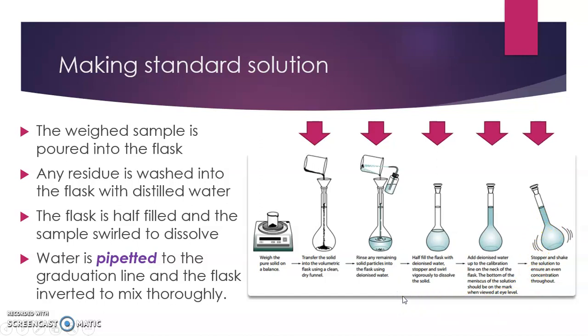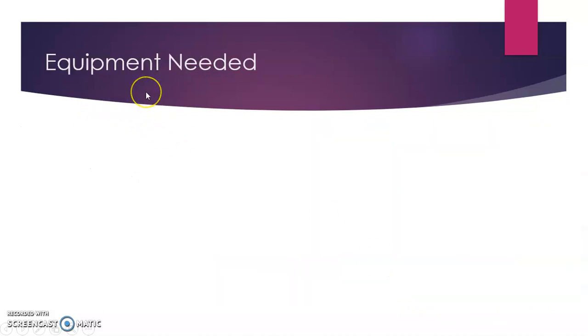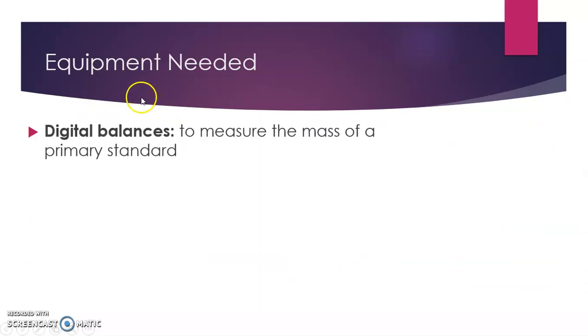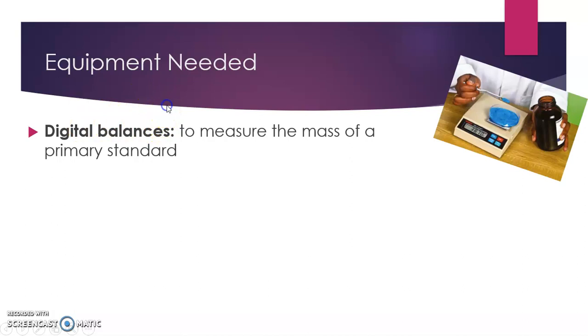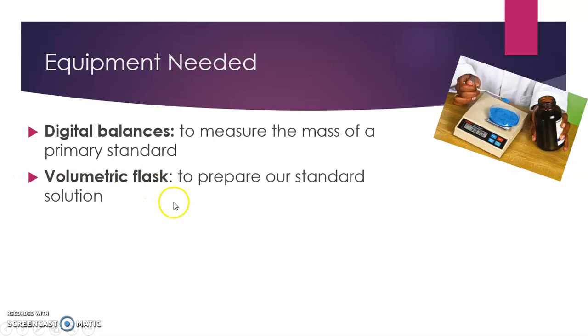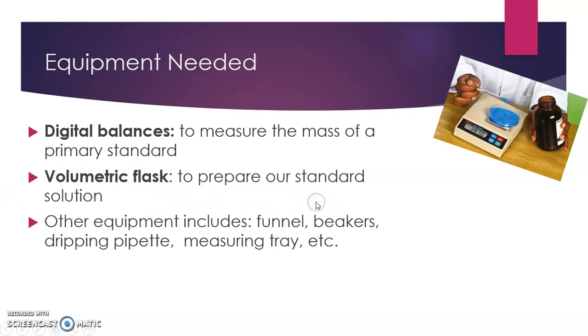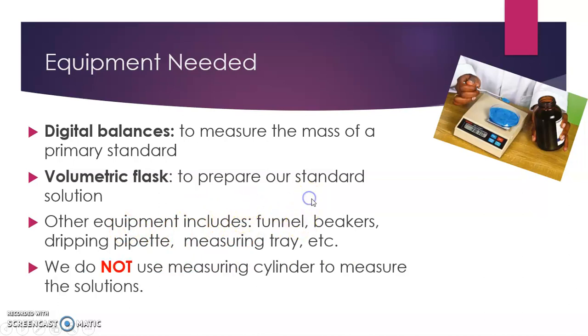Okay? The equipment needed for this part of the procedure includes digital balances, so as to measure the mass of a primary standard, and a volumetric flask, so as to prepare our standard solution. We also use other equipment, like funnel, beakers, drop-in pipette and measuring tray. However, the one thing that you think we will use when we work with solutions, that is measuring cylinder, we do not use it to make standard solutions.